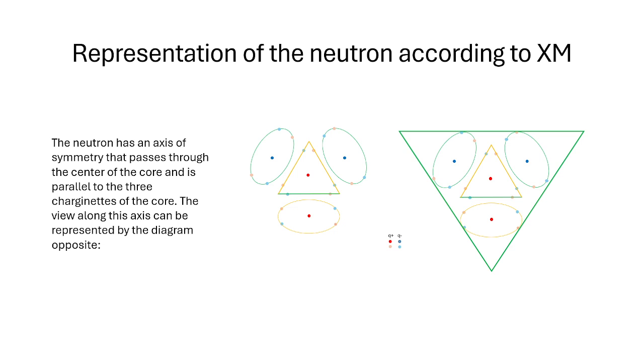Representation of the neutron according to XM. The neutron has an axis of symmetry that passes through the center of the core and is parallel to the three charge nets of the core. The view along this axis can be represented by the diagram opposite.